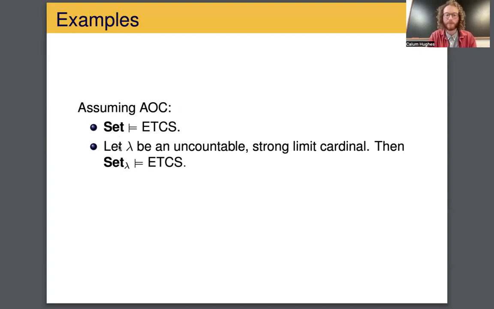But I want to make the point that this is actually a family of examples for any uncountable strong limit cardinal. The reason we need uncountability is so that we have a natural numbers object. The reason we want it to be a strong limit cardinal is we want Cartesian closure.